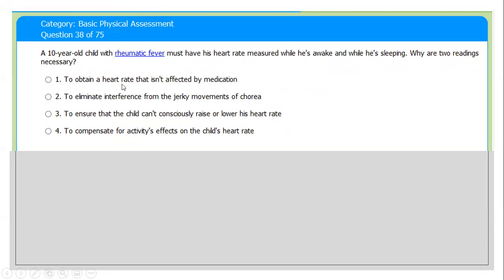Number one, to obtain the heart rate that is not affected by medication. Number two, to eliminate the interference from the jerky movement of chorea. Number three, to ensure that the child cannot consciously raise or lower his heart rate. Number four, to compensate for the activity's effect on the child's heart rate. Compare and contrast.